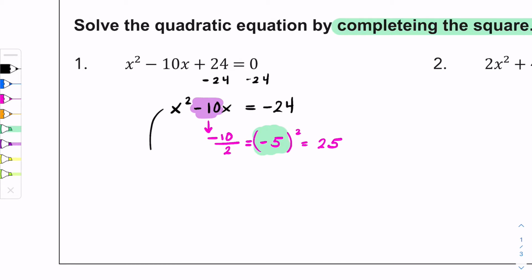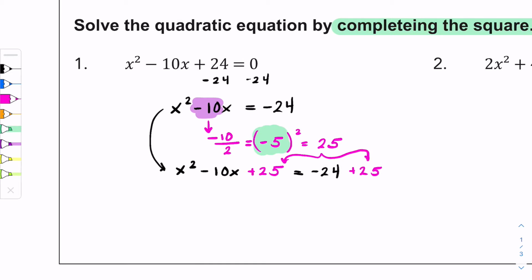But for now, we take our function. We rewrite this as x squared minus 10x plus 25 is equal to negative 24 plus 25. So you're adding 25 to both sides of the equation. That keeps the equation balanced.